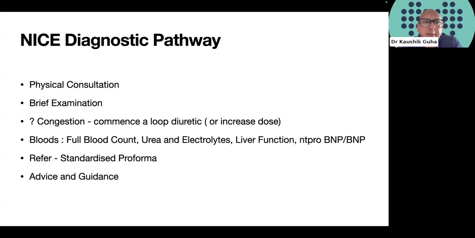So in terms of the current diagnostic pathway from the NICE guidance, which was reissued last year within heart failure, the suggestion is that there should be a physical consultation, a brief examination. If there is some form of congestion, i.e. we hear crackles through a stethoscope in terms of lung changes, or we find that there is a raised venous pressure and edema, we may wish to commence a loop diuretic whilst we're making the referral simultaneously.